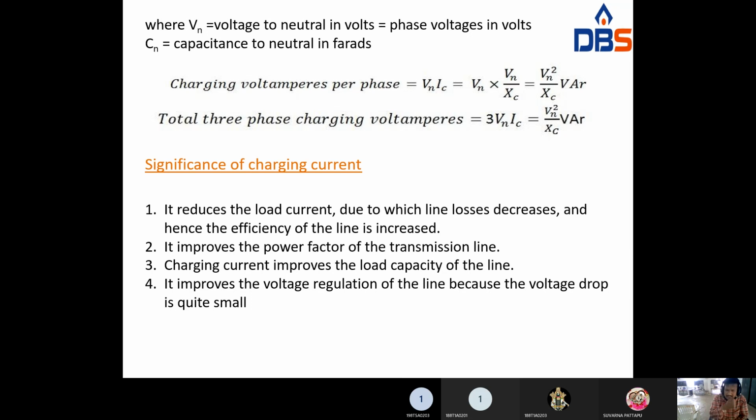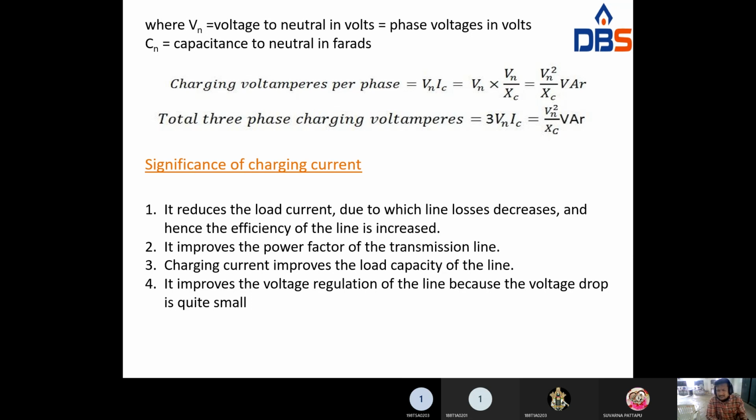So right, whenever the charging current increases, it may reduce the load current. So that may result in reduced losses. Whenever losses are reduced, the efficiency of the line increases. And whenever the losses are reduced, the power factor of the transmission line may also improve.